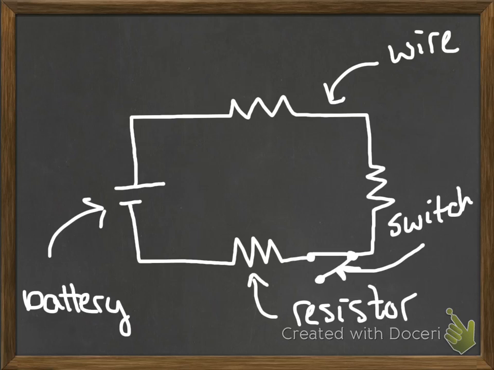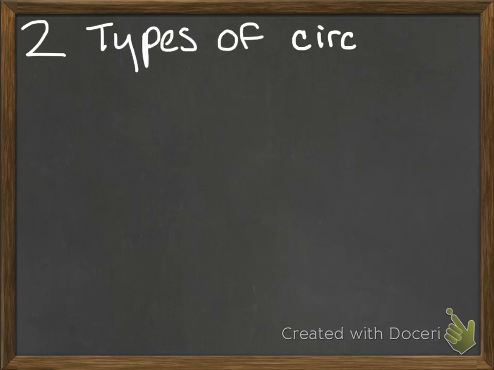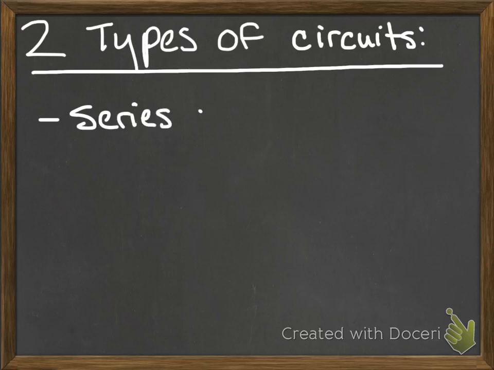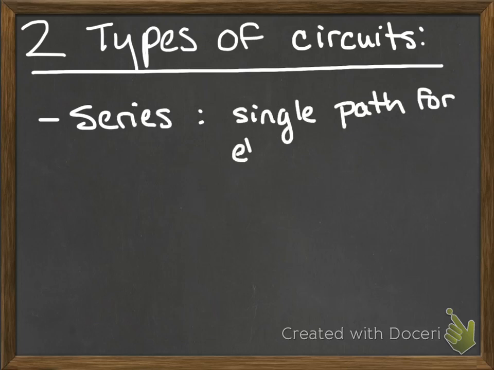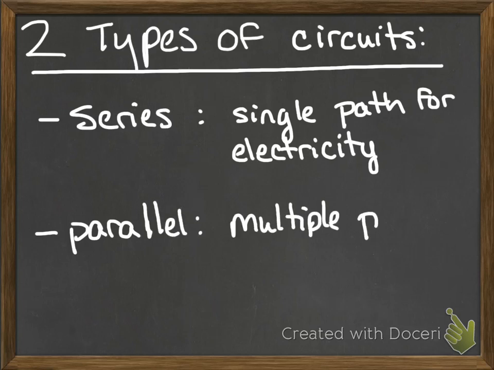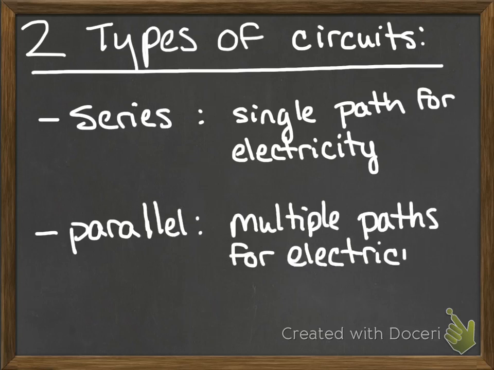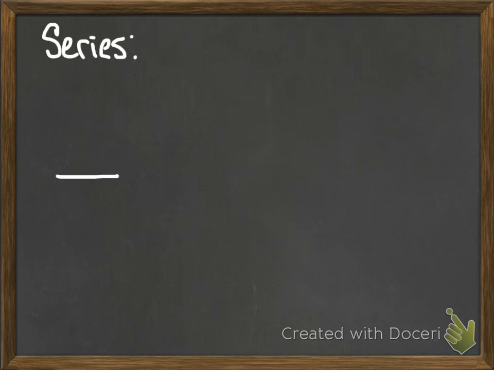Now let's look at the two types of circuits. You can have a series circuit, which is a single path for electricity, or you can have a parallel circuit, which is multiple paths for electricity. And the paths are typically parallel, like a ladder. So let's look at a series circuit.